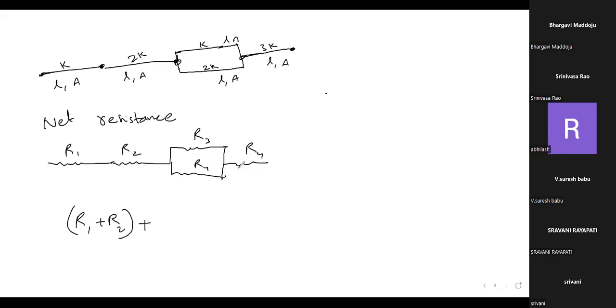Again, the effective resistance of this portion becomes R3 into R4 by R3 plus R4. Again, this is in series. This is R5.